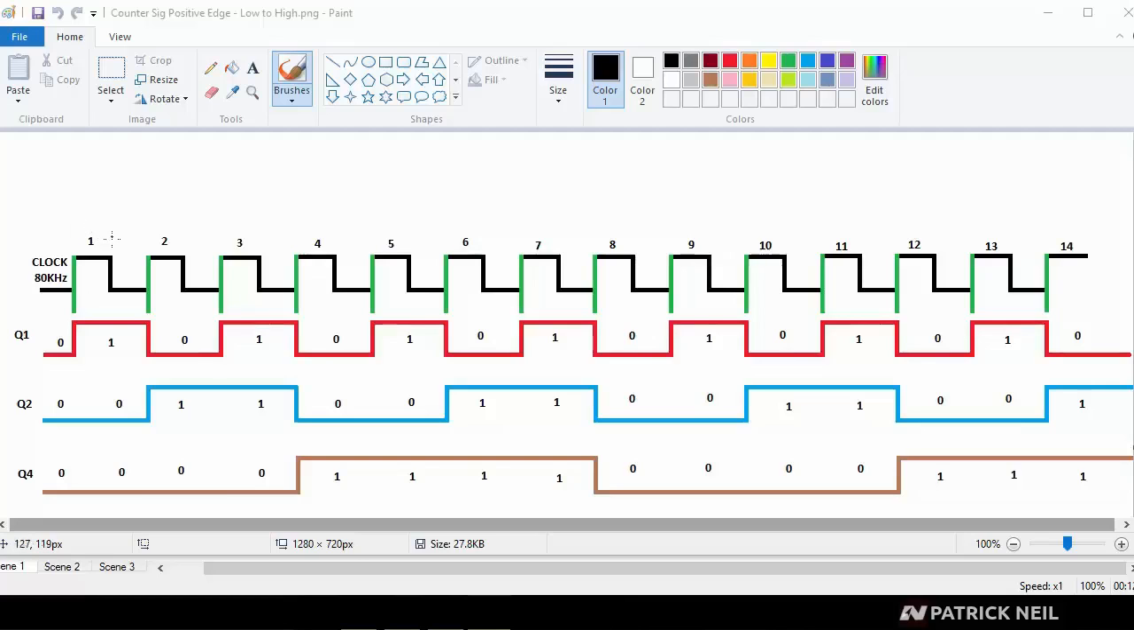Now if the flip-flop reacted when it's going from high to low, then that would be the falling edge. And then they would call this negative edge. Because they say when you're going down is negative, when you're going up is positive. So that's the reason why they use the term positive edge to mean low to high, and negative edge to mean high to low.